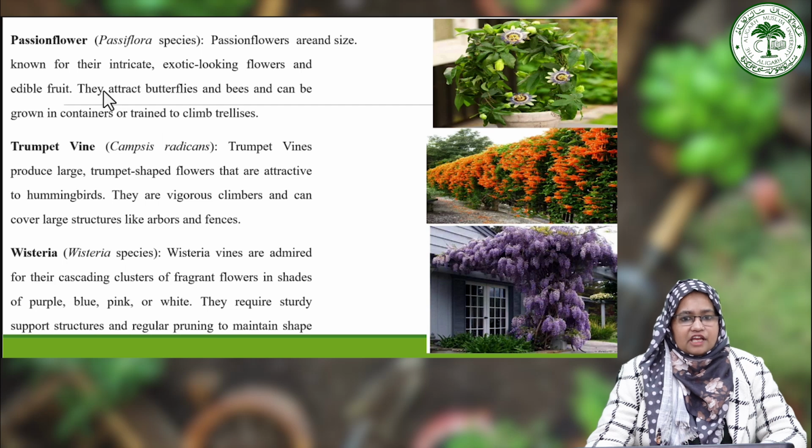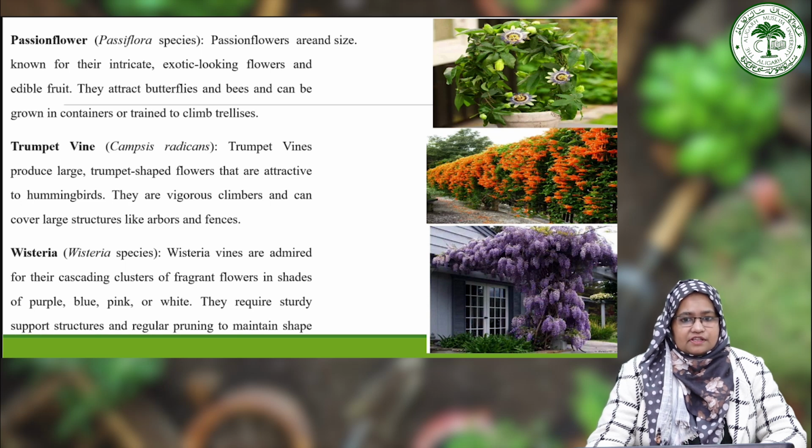Then the next type of climbing plant is passion flower, which is also known as Passiflora. Passion flowers are renowned for their elaborate exotic blooms and edible fruits. They are magnets for butterflies and bees and can be potted or trained to climb trellises.